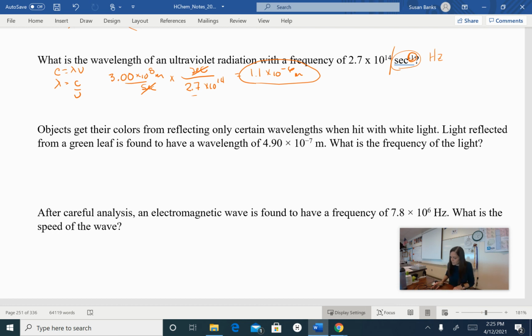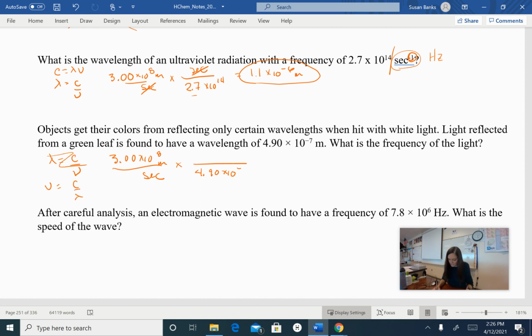Okay, so here we go. So we want to find the frequency. So frequency, once again, is the speed of light divided by the wavelength. So we're going to have our speed of light, 3.00 times 10 to the 8th meters per second, and we're going to divide by our wavelength, which is 4.90 times 10 to the negative, or actually, no, we wanted to find frequency. I wrote that wrong, sorry.